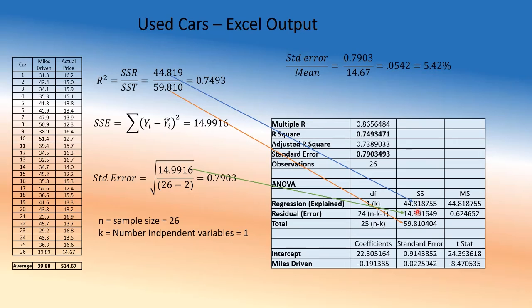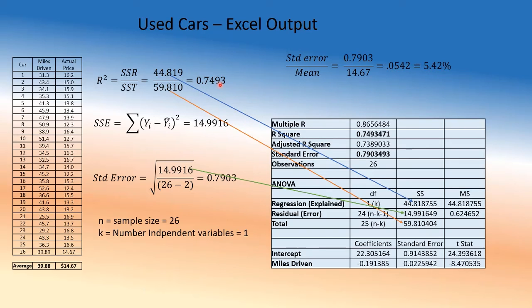So SSR, this explained portion, is this one. Residual, this SSE, is this one. And the total SST is the total of these ones there. What is R squared? R squared is explained over total. Explained over total, which is what you see here, is R squared 0.7493.